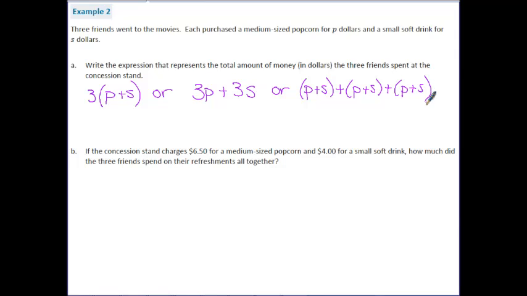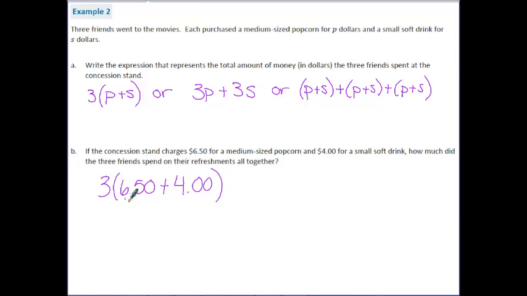Part B says if the concession stand charges $6.50 for a medium-sized popcorn and $4 for a small soft drink, how much did the 3 friends spend on their refreshments altogether? So when I look at these 3 different scenarios, the one that I think is the easiest is this one right here. So what I'm going to do is plug in the values we were told represents the popcorn and the soda cost. So we would say 3 times popcorn costs $6.50, soda costs $4.